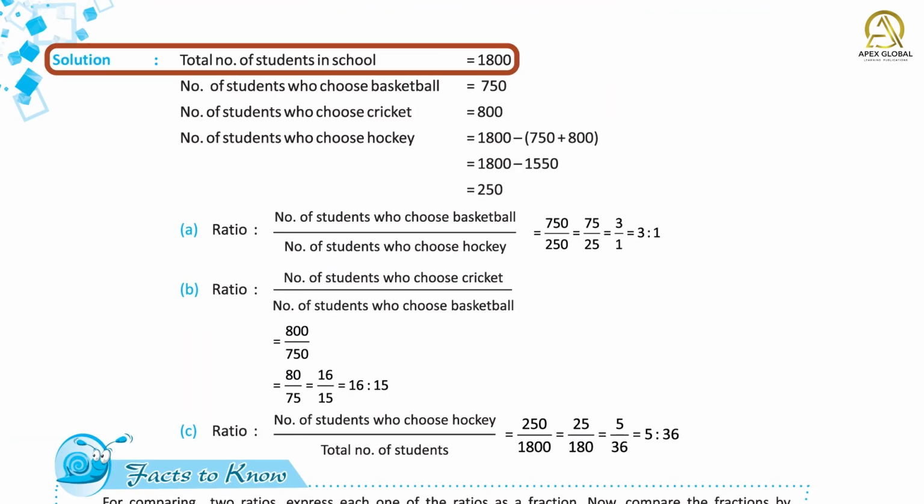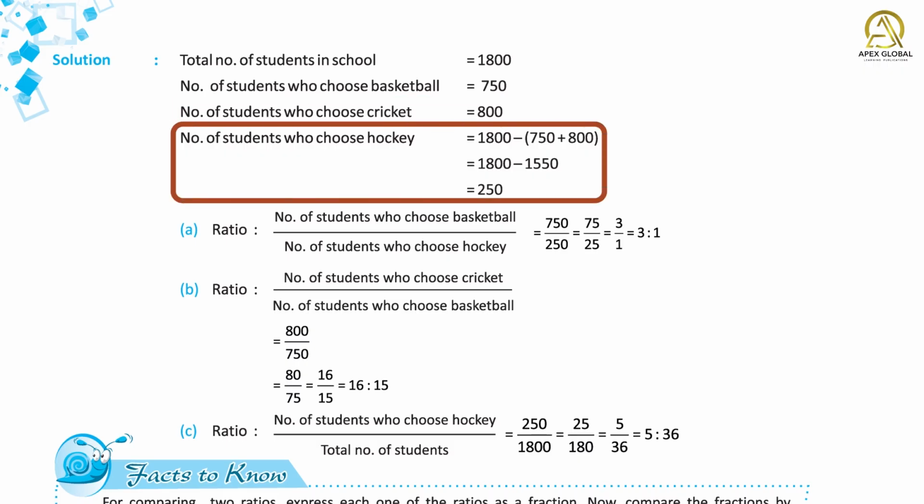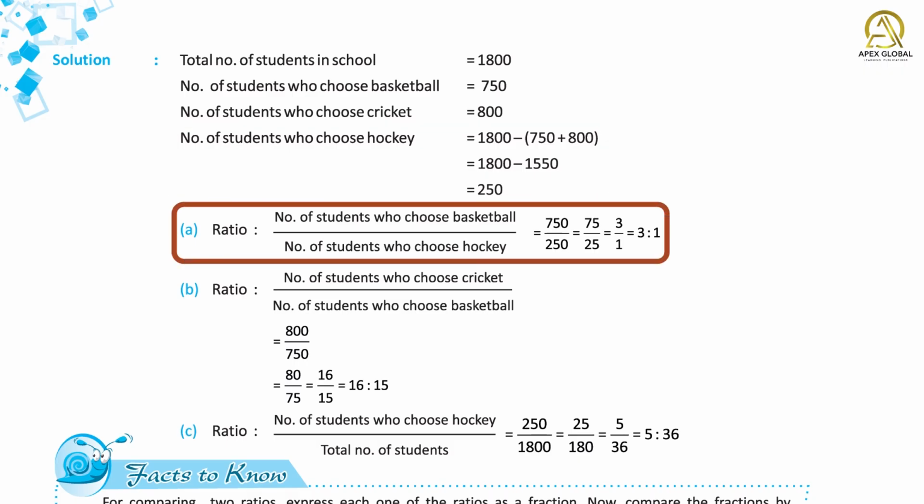Solution. Total number of students in school equals 1800. Number of students who choose basketball equals 750. Number of students who choose cricket equals 800. Number of students who choose hockey equals 1800 minus (750 plus 800), equals 1800 minus 1550, equals 250.